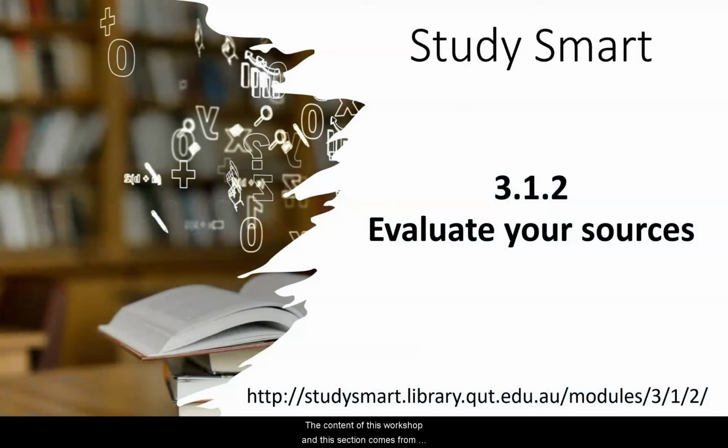The content of this workshop and this section comes from QUT Library Study Smart, specifically Module 3.1.2. In this section, we're going to go through 4 criteria. And these criteria are going to assist you in evaluating whether your source is appropriate for use in your assignment.